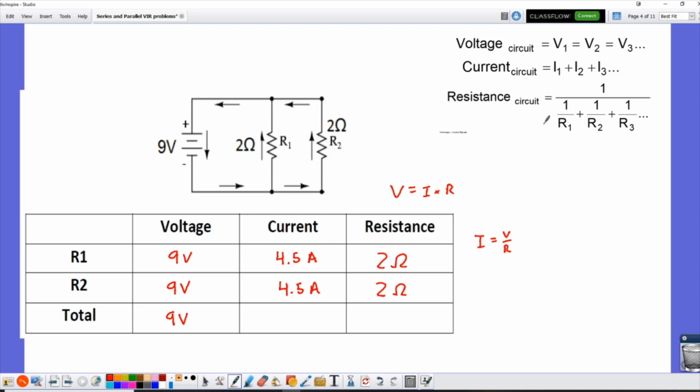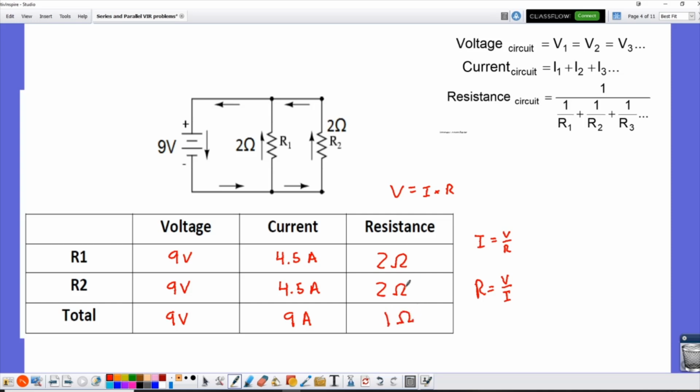To find the total current, by applying this rule right here, we just need to add these two up. 4.5 plus 4.5 is simply 9 amps. All right, and to find the total resistance, instead of using this really messy equation, which I try to avoid as much as possible, we're going to use Ohm's law. To find resistance, just remember that it is voltage divided by current. So 9 divided by 9 is 1 ohm.